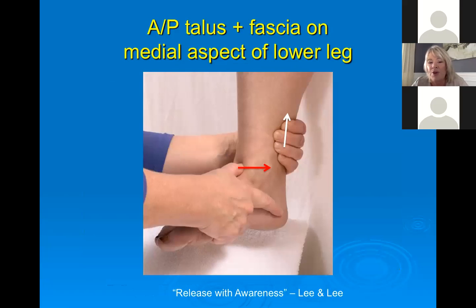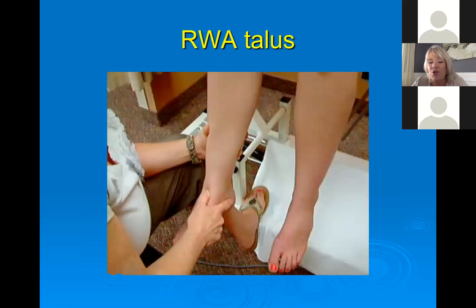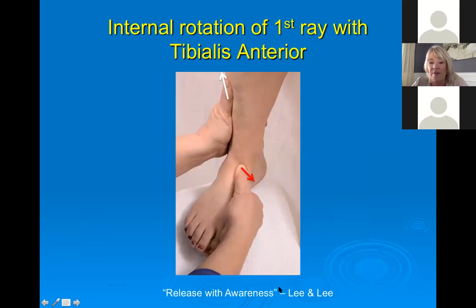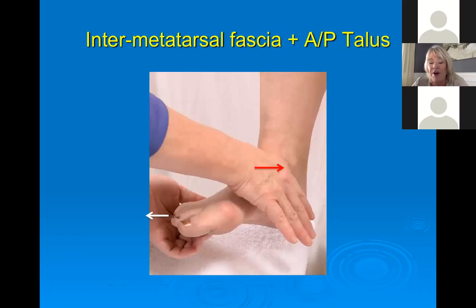So the release with awareness involves the talus, but also working the forefoot, that first ray in relation to tib anterior, which is what you often see as problematic. And then finally, the tib anterior can be a myofascial problem that's pulling up on that first ray. And finally, ending with the intermetatarsal fascia with an AP of the talus. So when you do this technique, you have to do the whole hind foot and the forefoot and underneath the foot all at once. You can't just treat the talus, for an example.